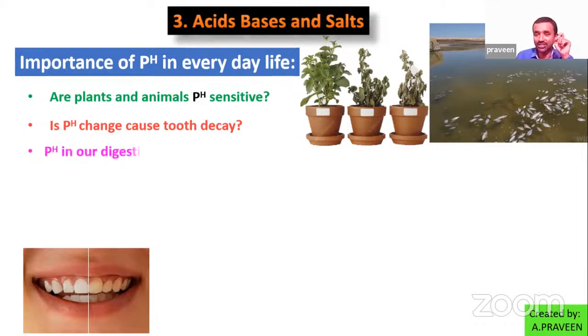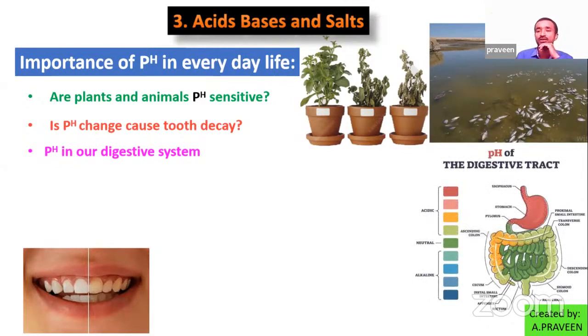Next, pH in our digestive system, stomach, also important. Before that, in your stomach, the food reaches and combines with the gastric juices. What is the nature of that? That is also affecting. So in our digestive system, we have importance.